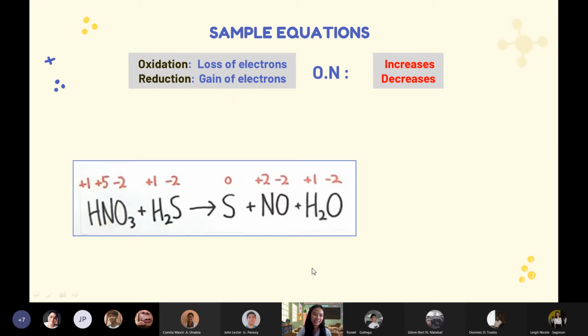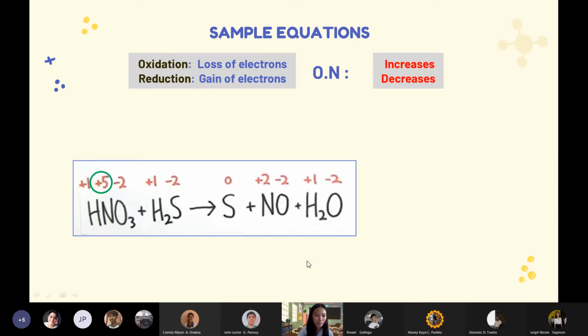Okay, this next equation. There's nothing to worry about with the hydrogen, it is the same. Look at that: on the left side it is +1, and on the right side it is +1 as well. Also the oxygen is -2 on the left, and -2 on the right. So there's nothing to worry about there.